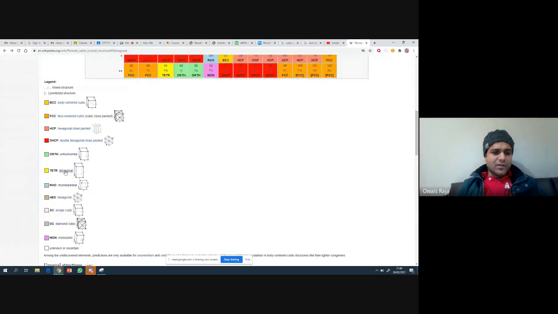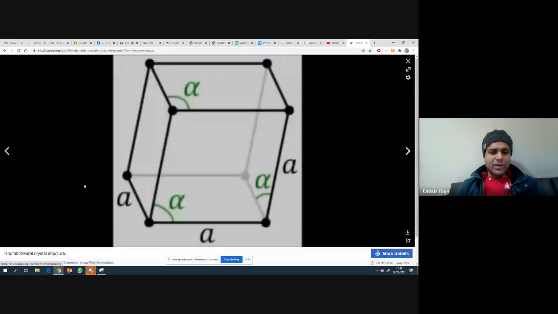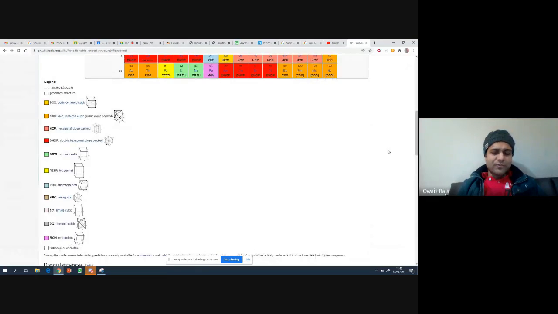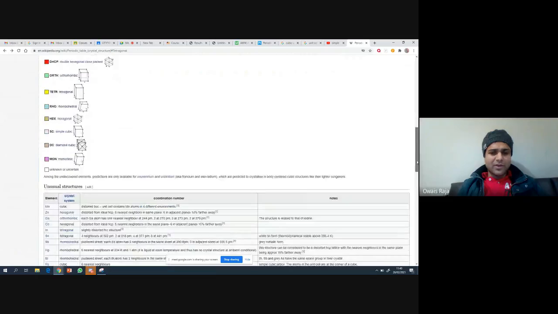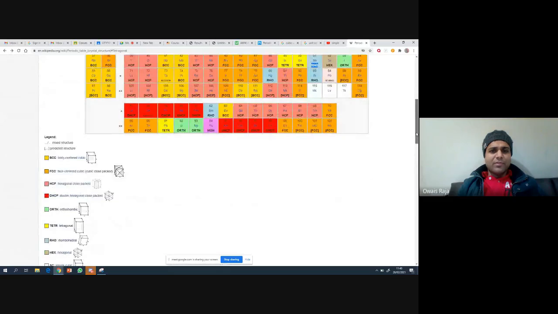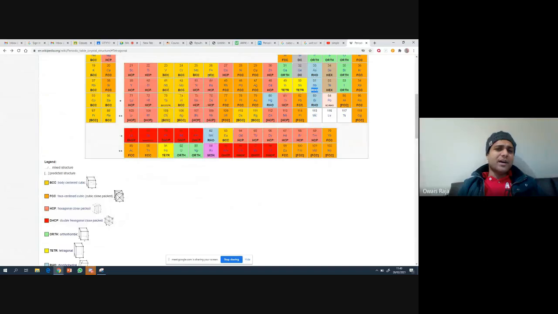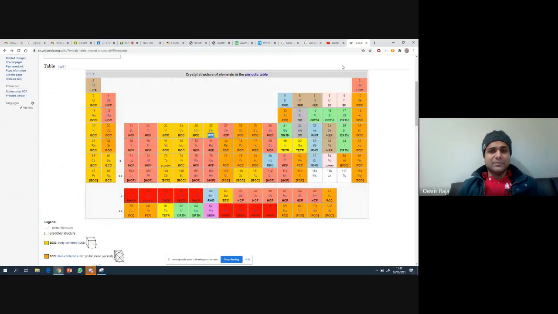Then we got a tetragonal, where two dimensions are the same and the other is different. Then we got a rhombohedral, where the dimensions are all the same and the angles are the same, but the angles are not 90. So there are loads of these, but we only focus on the ones that are very common. Now, each element has a different structure. Iron is unique. Iron can have both BCC and FCC. We will talk about that later.